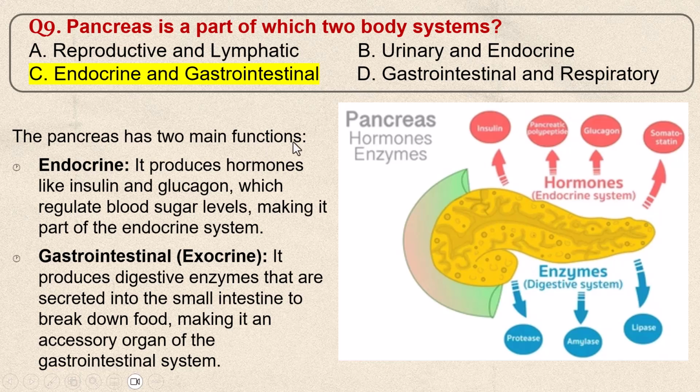The pancreas has two main functions. One is endocrine, producing hormones like insulin and glucagon, which regulate blood sugar levels, making it part of the endocrine system. Similarly, exocrine, it produces digestive enzymes that are secreted into the small intestine to break down food, making it an accessory organ of the gastrointestinal system. So, the pancreas is part of the endocrine and gastrointestinal system.